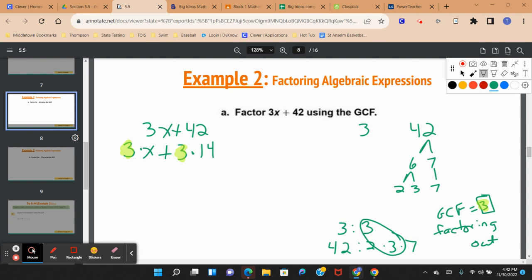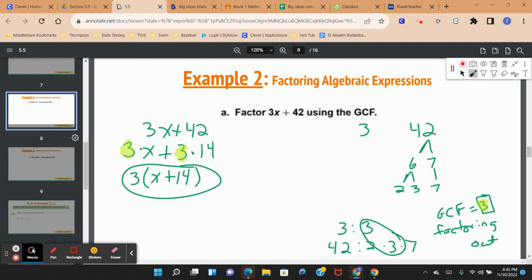So our GCF is always the number outside the parentheses. And then we're going to lay out our distributive property. So there's our plus because we're dealing with plus. If you look at the problem, there's your plus sign. So now anything that's not highlighted is what we're going to bring down. So the x and the 14. And that's your answer. So 3 times x is 3x. And then 3 times 14 is 42.